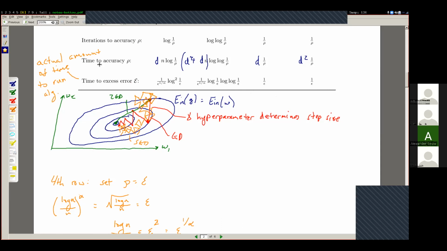Because up here, so time to accuracy rho, if you're setting rho to be something very, very small that's close to 0, then this is what you need to know. But in practice, we don't want to set rho to something arbitrarily small. We want to set it equal to the error of all of our other terms. And when you set it equal to the error of your other terms, making your optimization error the same as your statistical error, then this is what you get right here.